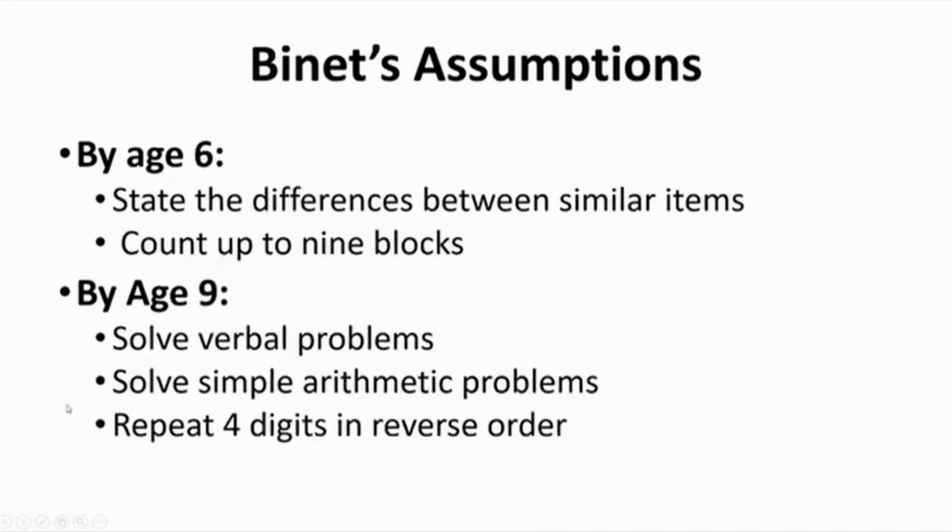And we can continue up this scale, so by age 6, they can tell the difference between similar items. Maybe they can tell animals apart. Count up to 9 blocks, solve more complicated problems. And then by age 9, we get into more elaborate verbal problems, then simple arithmetic problems, and repeating 4 digits, but this time in reverse order, so adding that extra complexity.